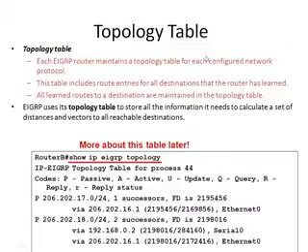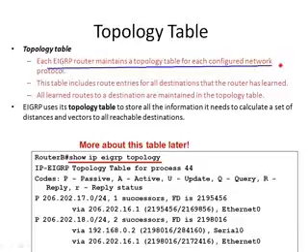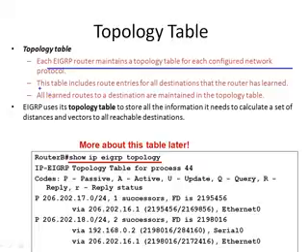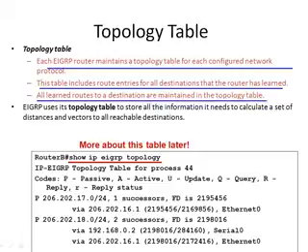Topology table: you can see here the successor path, and this is the second, the feasible distance, which has two successors. So it has two paths to reach any destination from any source. It has the entire topology of the network. Each EIGRP router maintains a topology table for each configured network protocol. Each table includes route entries for all the destinations that the router has learned. All learned routes to the destination are maintained in the topology table.